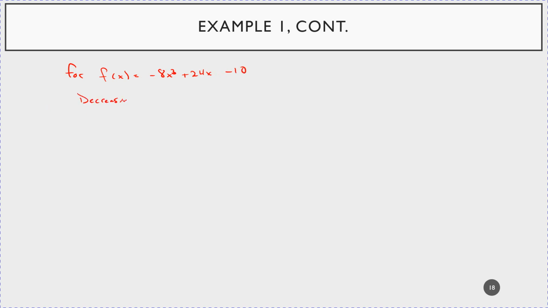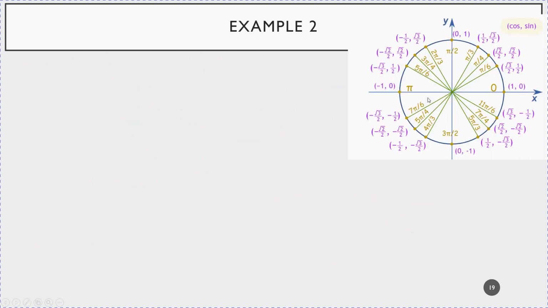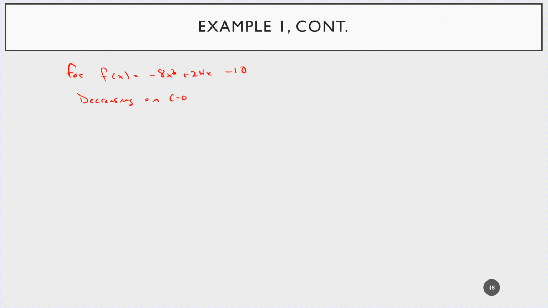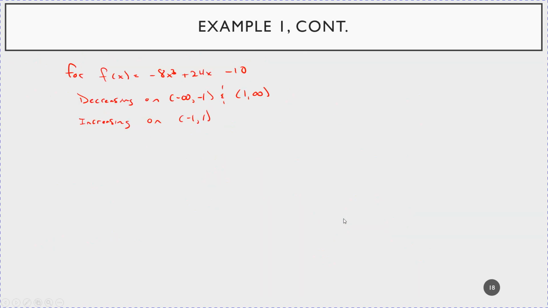The function was decreasing on the intervals, it looks like, negative infinity to -1 and 1 to infinity. And then it was increasing on -1 to 1. Then what we saw here is we have a relative min at x equals -1. So we have a relative min at -1 comma f of -1.